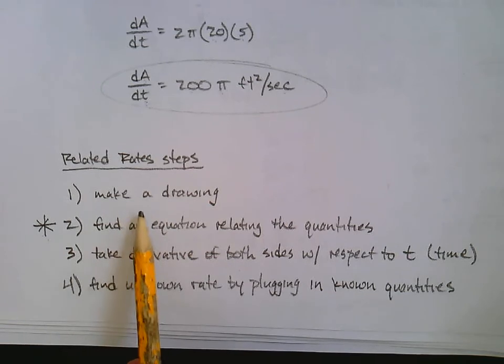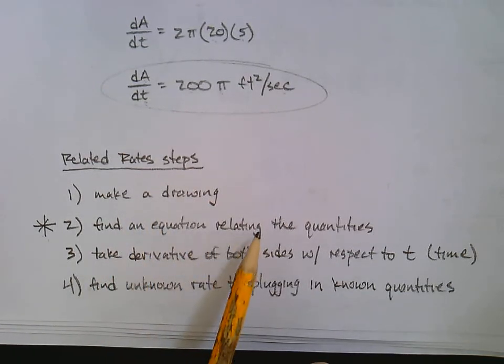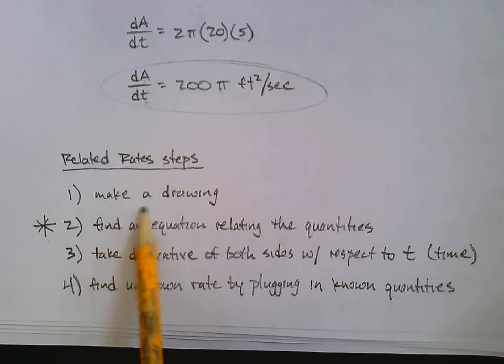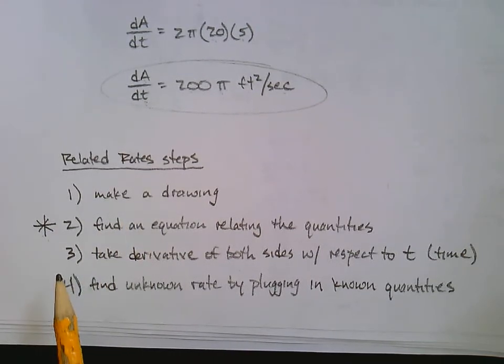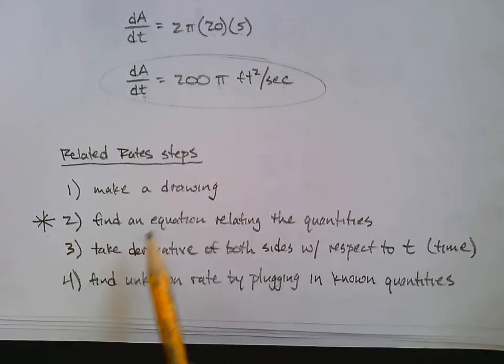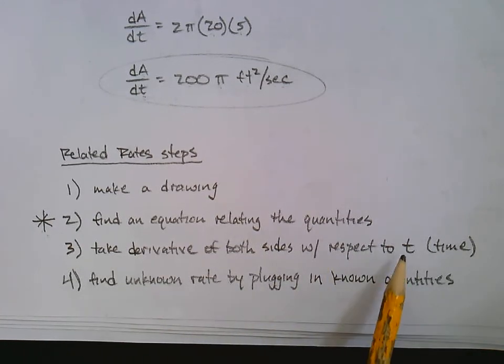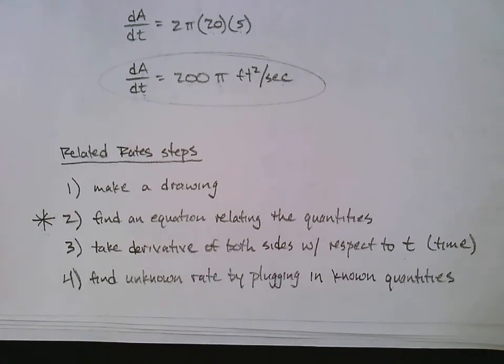So sometimes, like in this last problem, that drawing really wasn't necessary, so we can skip that and go right to the equation. In other problems, it will be essential. We need a very well thought out drawing in order to find an equation, and we'll see a couple examples coming up. Okay, once you have that equation, then it's time for step 3. Take the derivative of both sides with respect to t. And we use t because it is always going to represent time.